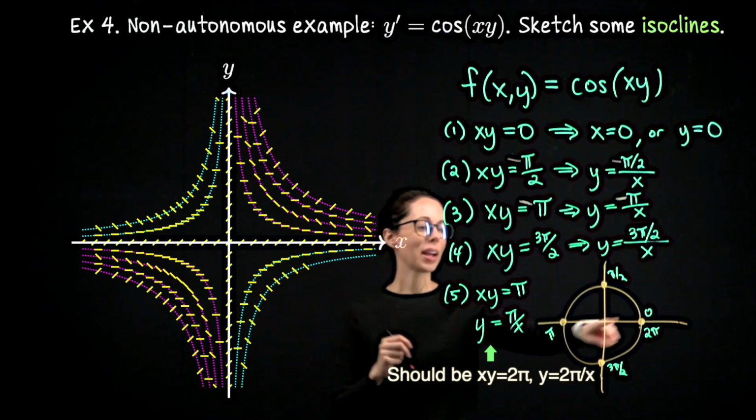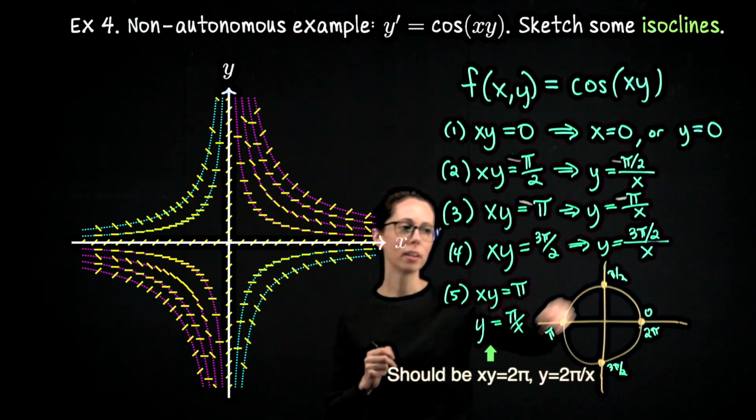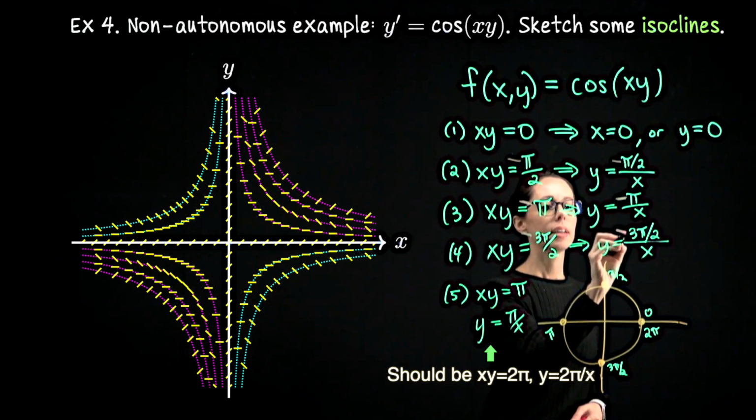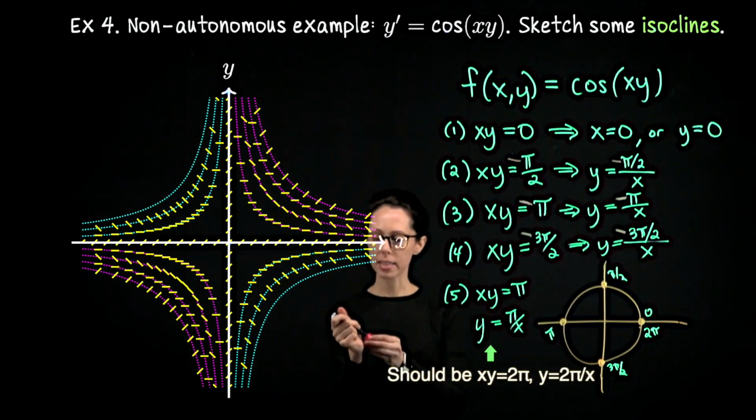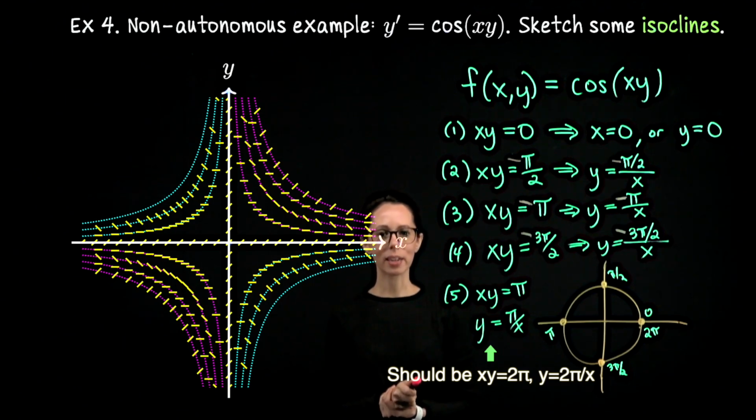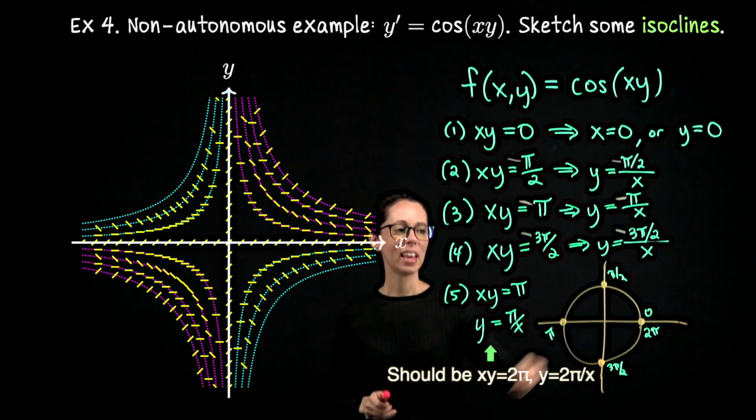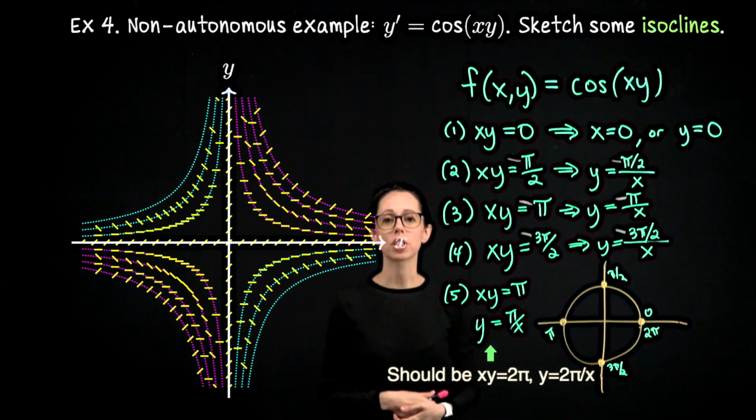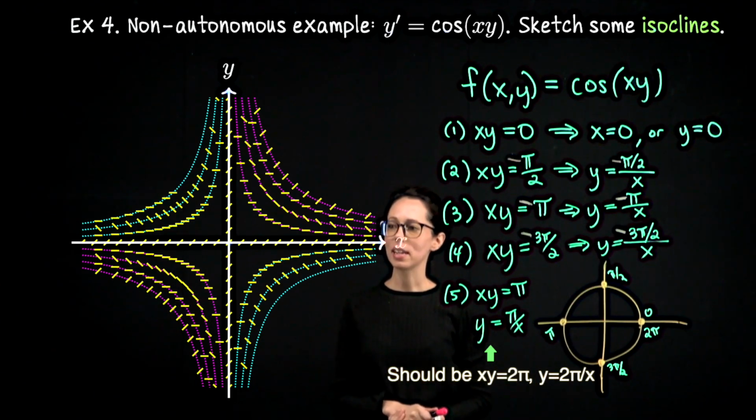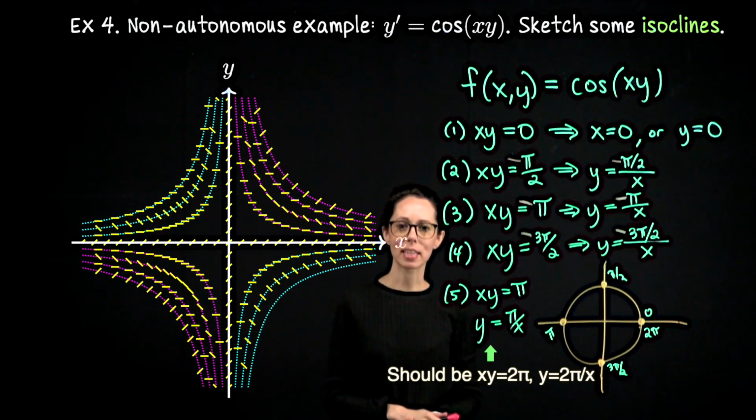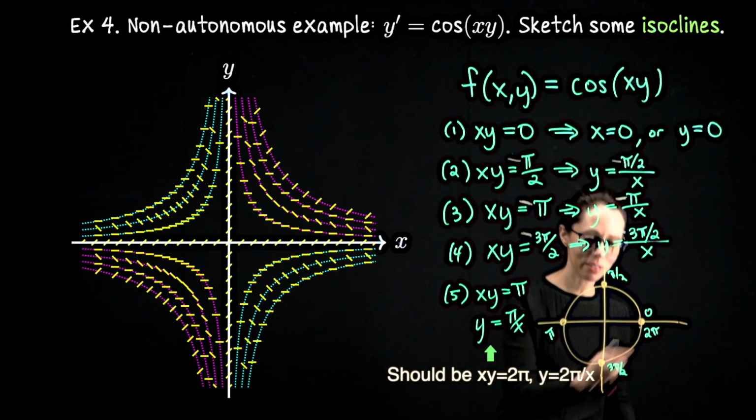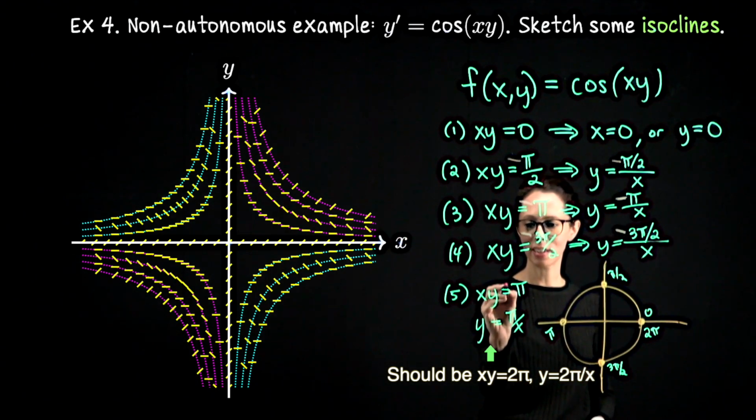Keep going all the way around. Negative 3 pi over 2 is up here. So x times y equals negative 3 pi over 2 is going to give us this pair of isoclines. So y equals negative 3 pi over 2 divided by x. And again, we're at an angle where the cosine function is 0. So we add some flat little line segments to this set of isoclines. And then we're almost done. Let's rotate all the way around to negative 2 pi, which is back here to where we started.